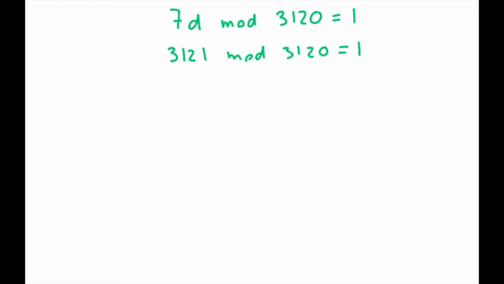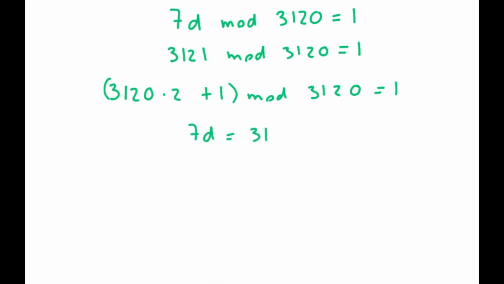But I also know 3,120 times 2 plus 1 mod 3,120 is equal to 1. So I've set 7D equal to 3,120 times 2 plus 1 and get a value of D that is approximately equal to 891.571, which again doesn't work because it's not an integer value.